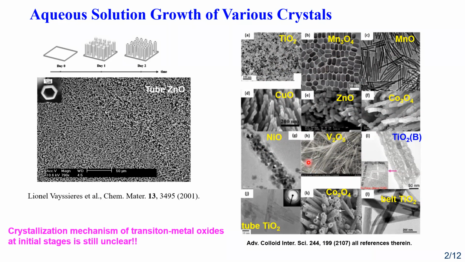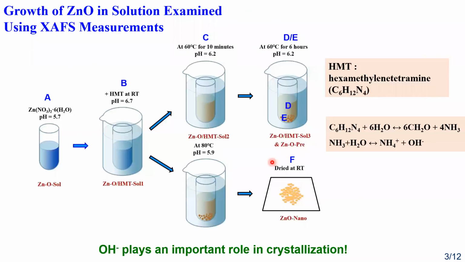However, the crystallization mechanism of transition metal oxide at the initial stage is still unclear. So we're using XAFS measurement to understand the growth mechanism of transition metal oxide. We started with zinc nitrate powder to understand zinc oxide growth. We put this powder into water, and we applied HMT at room temperature.